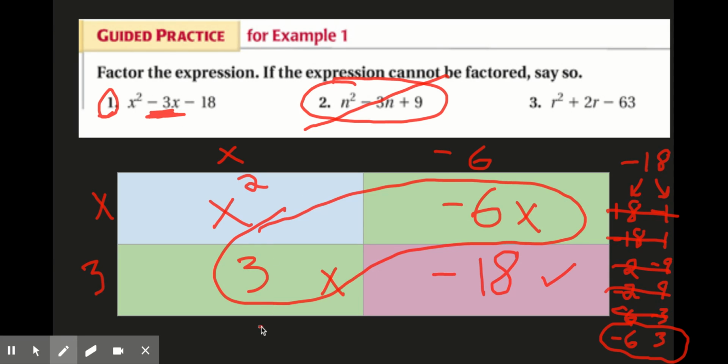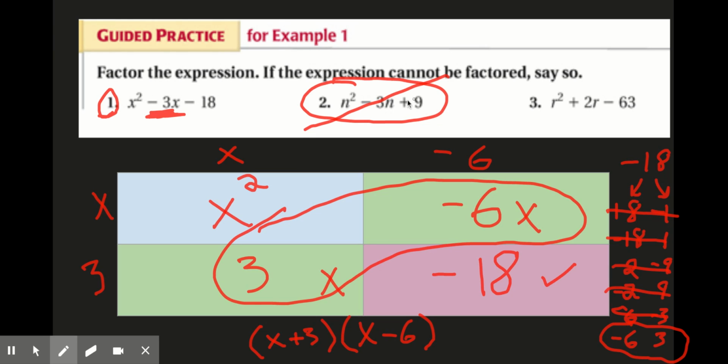So what does this look like in factored form? x plus 3 times x minus 6. Right? So looking at this one and why it can't be factored, if I were to try to split up 9, 9 times 1 or negative 1 times negative 9, 3 times 3, negative 3 times negative 3, those are the only factors that work, and none of them add up to the middle term.